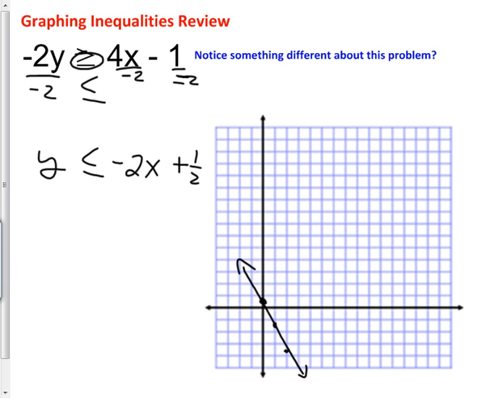And now how do I decide if it's solid or dotted? If there's an equal to, then it's a solid line. If there's no equal to, then it's a dotted line. All right, so that's a solid line, and it says less than. Notice I shouldn't shade it until the very end of the problem. I would have thought I was shading above it, but now I'm actually shading below it, and there we go.